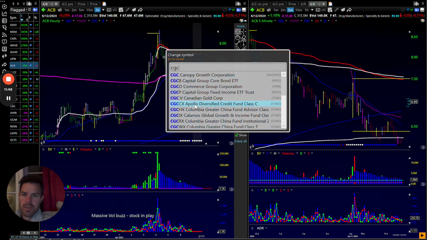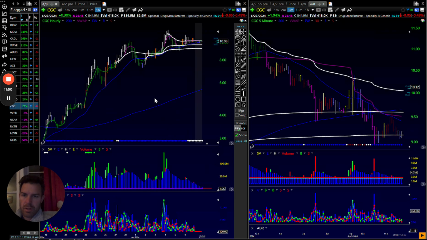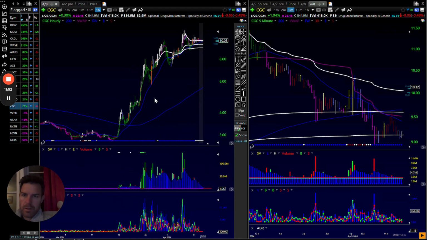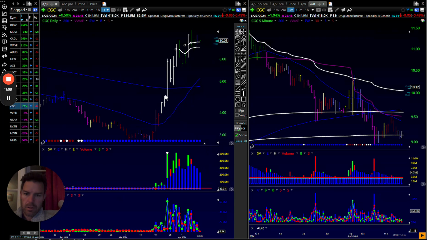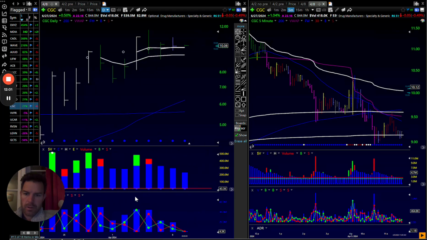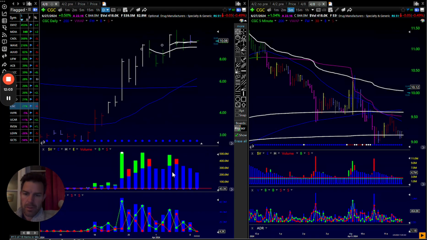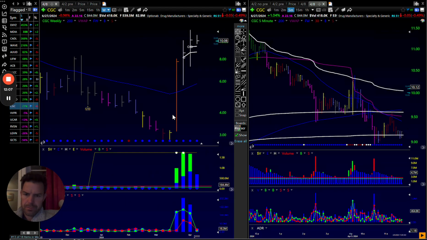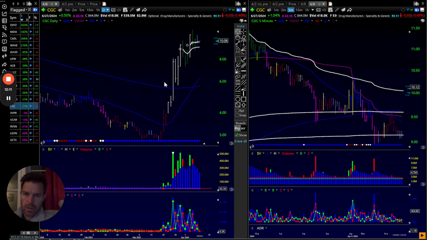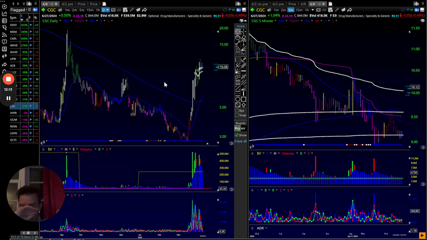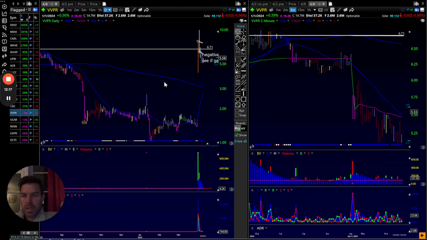If we look at CGC, this probably looks a little bit stronger, actually. It's holding up so far. Volume's kind of slowed down a little bit. Yeah, this looks okay. So we want to let the market tell us what to do. And that's the key to this.